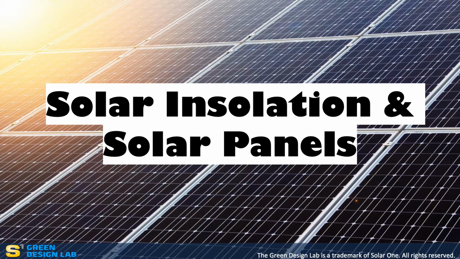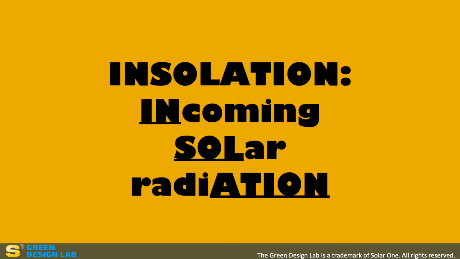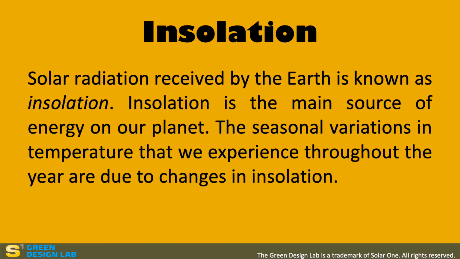We will be reviewing how variations of insolation affect how well solar panels work and how much electricity they produce. Insolation is the Earth's incoming solar radiation. Insolation is the main source of energy on our planet. It is responsible for the variations we have in temperature during different seasons and in different places on Earth.